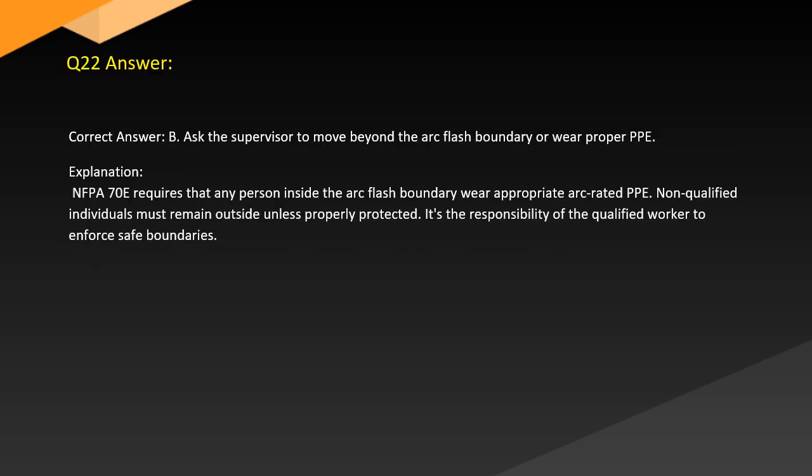Answer. Correct answer: B. Ask the supervisor to move beyond the arc flash boundary or wear proper PPE. Explanation. NFPA 70E requires that any person inside the arc flash boundary wear appropriate arc-rated PPE. Non-qualified individuals must remain outside unless properly protected. It's the responsibility of the qualified worker to enforce safe boundaries.